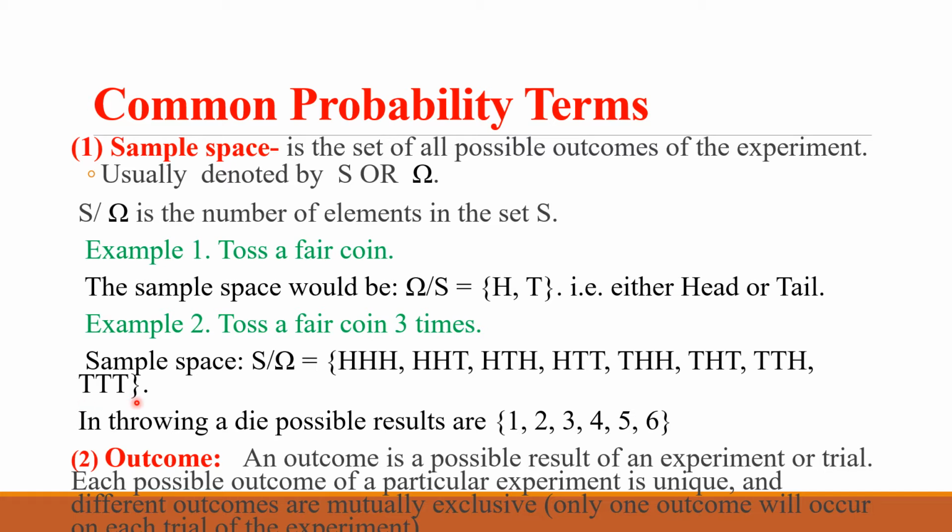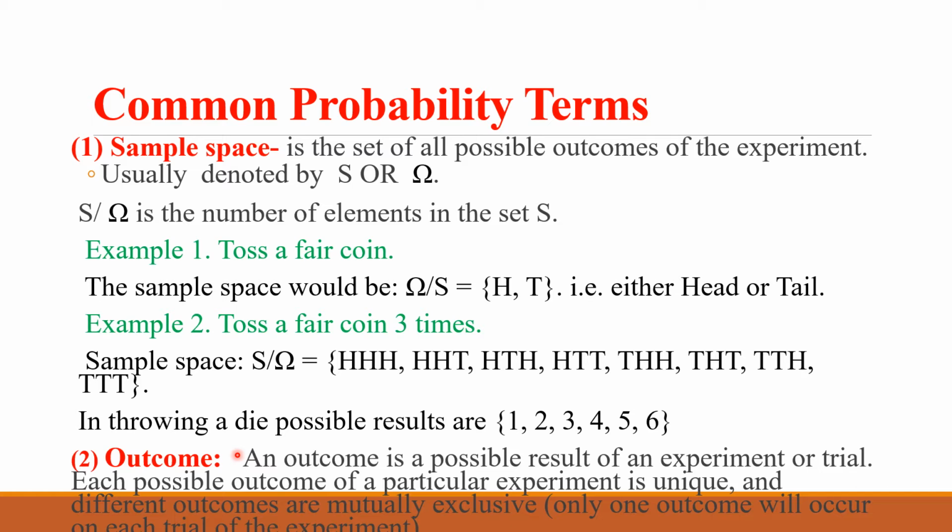Again, in throwing of a die, a die has 6 sides. So you have 1 appearing on top or 2 appearing on top, and so on until the last one.